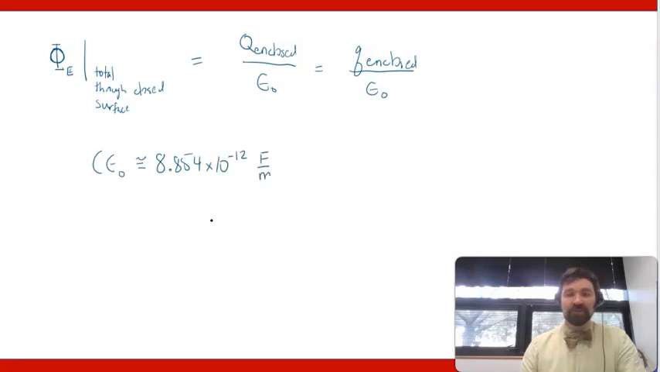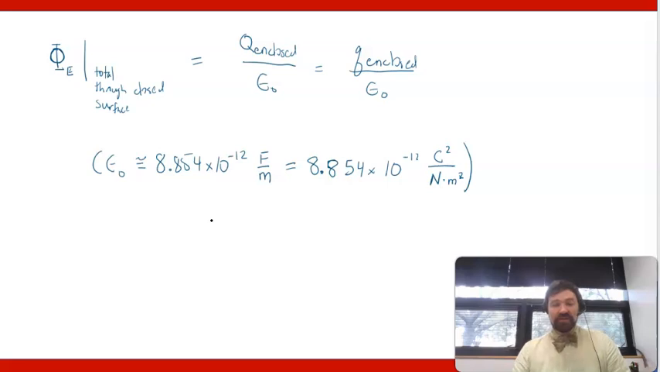The usual unit we use is farads per meter, but for those who don't yet know what a farad is, because we haven't covered it in class, that's 8.854 times 10 to the minus 12 coulombs squared per Newton meter squared. Okay, so that is Gauss's law, as long as you have a closed object.